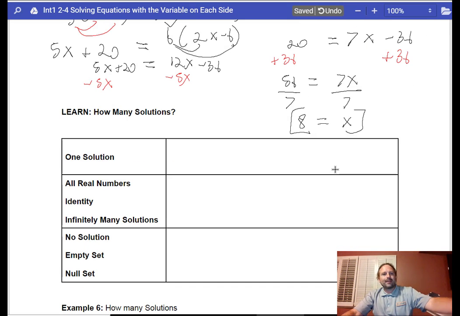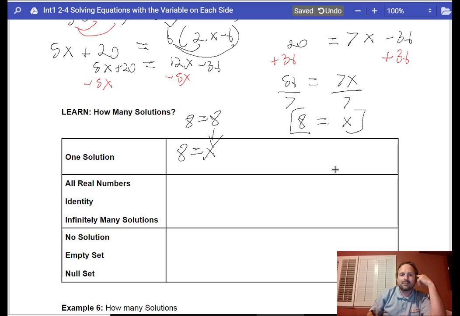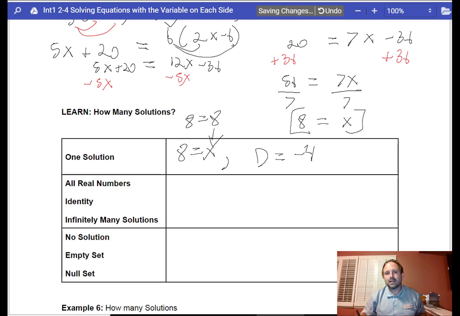Now, how many solutions? This is a continuation from 8th grade, but hey, due to COVID, some people might not have learned it, so let's go back over it. Now, something has one solution. For example, if I have 8 equals x, what value of x makes this math sentence true? Well, 8. 8 equals 8. That x would have to equal 8 for this to be true. Now, if we have d equals a number, let's just come up with -4. There's one solution that would make this math sentence true, only when d is -4.